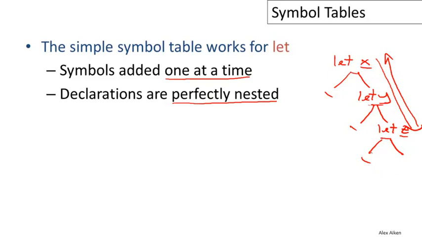So this structure works fine for lets, but for some other constructs it's not quite as good as it could be. So for example, consider the following piece of code. Illegal piece of code, I should add. Let's say we're declaring a method and it has 2 arguments named X. Now that's not legal, but why is it not legal? It's not legal because they're both defined in the same scope.